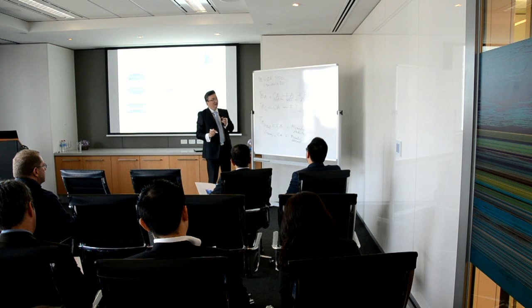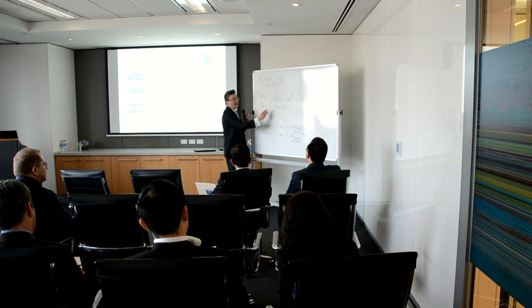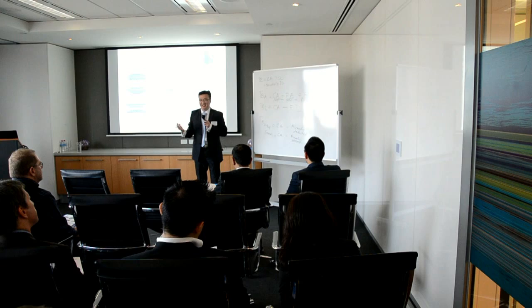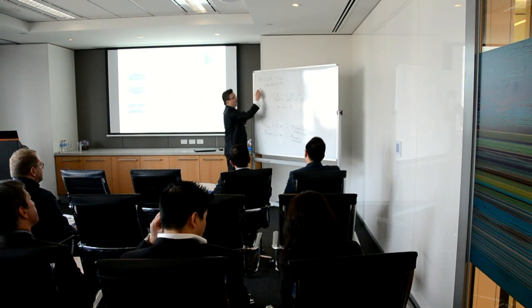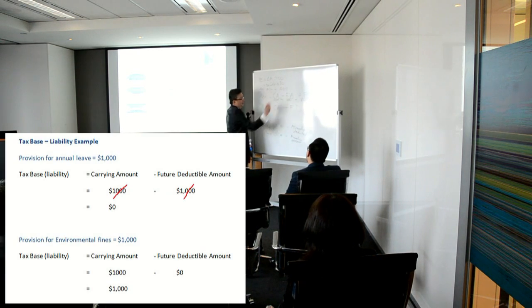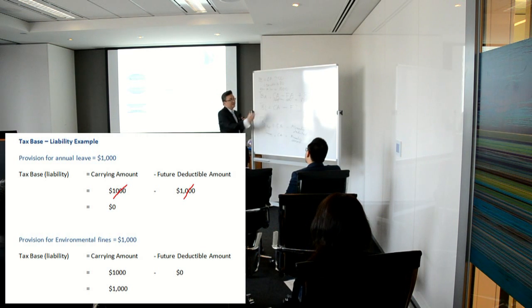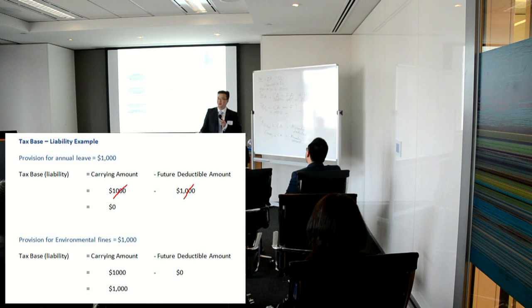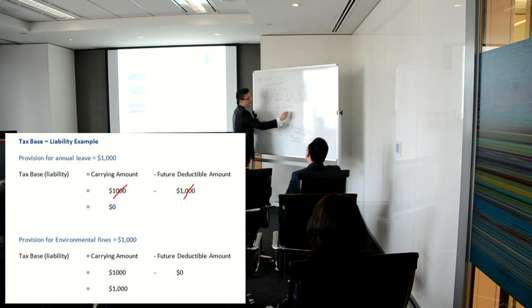Now, in terms of liability, it is the carrying amount minus the future deduction that you're going to get when you pay that liability, when you settle that liability. So let's look at a provision for annual leave of 1,000. What's the tax base of the provision for annual leave? You've got a carrying amount of 1,000. How much deduction are you going to get when you pay that provision? You're going to get 1,000. So the tax base is 0.